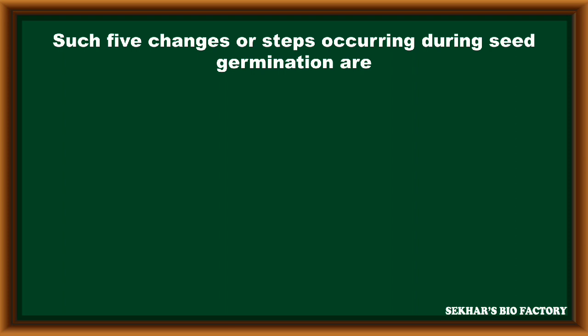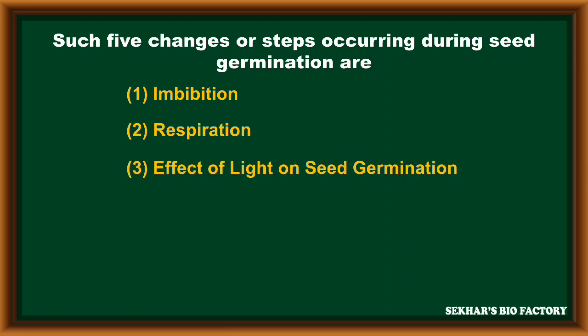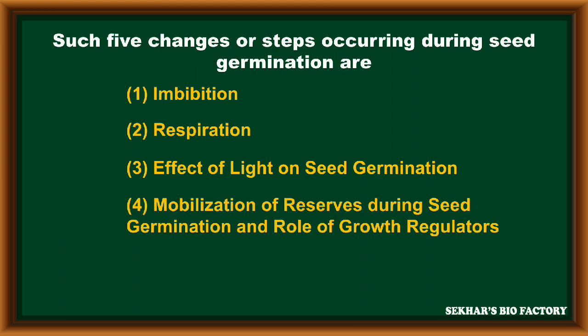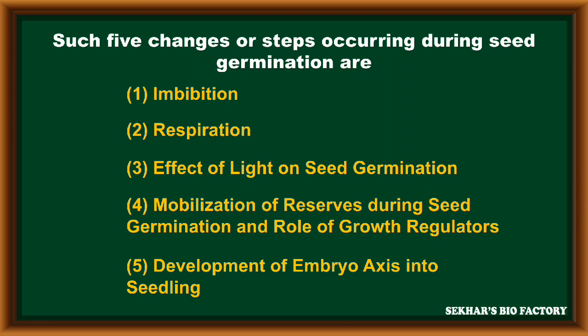During seed germination, we observe 5 important steps or changes. In this, the first one is imbibition. The second one is respiration. The third change is the effect of light on seed germination. The fourth one is mobilization of reserves during seed germination and the role of growth regulators. And the final step is development of the embryo axis into a seedling. With the help of these 5 steps and 5 changes, seed germination takes place.